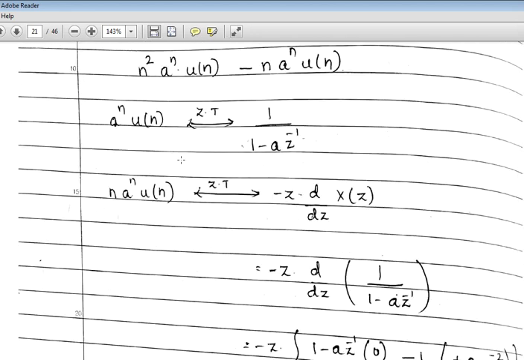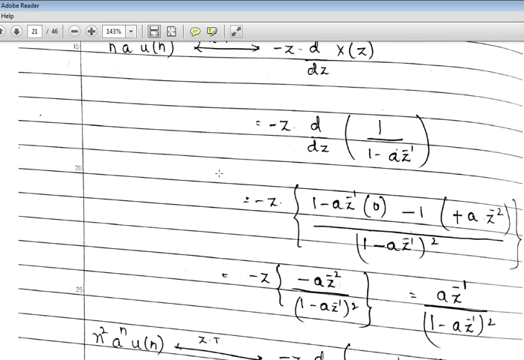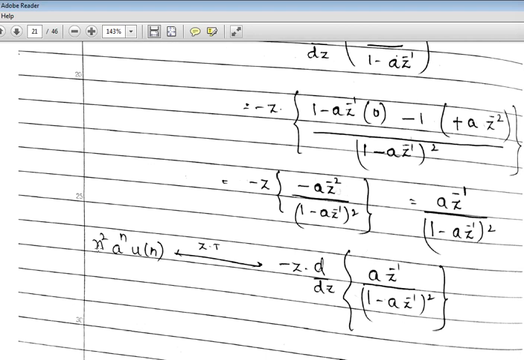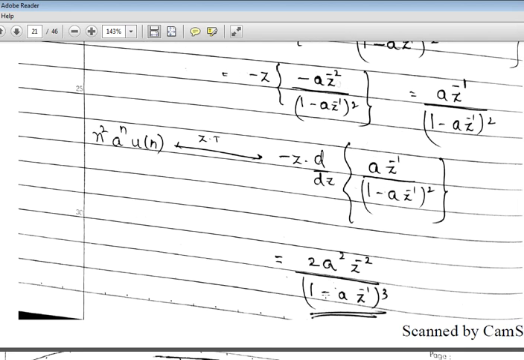Then for the second term, n square a raised to n into u of n, again we need to go for differentiation, because n square is nothing but n into n. We already know the z transform of n into a raised to n u of n, so one more time we need to find the differentiation: minus z d by dz of this differentiated version. When we do this, we get 2a square z raised to minus 2 over 1 minus a into z raised to minus 1, the whole cube.